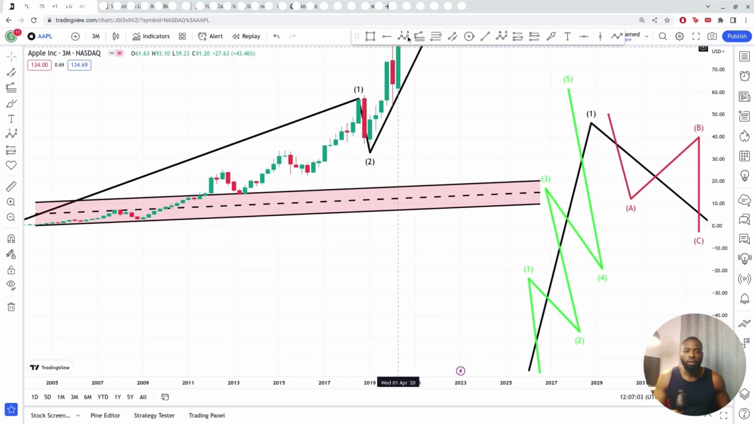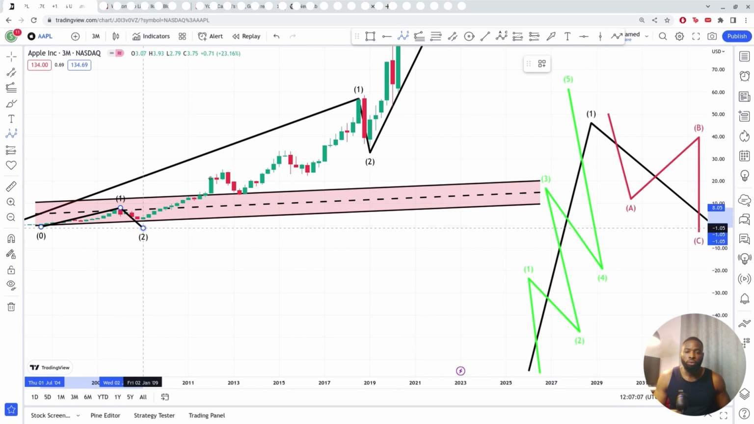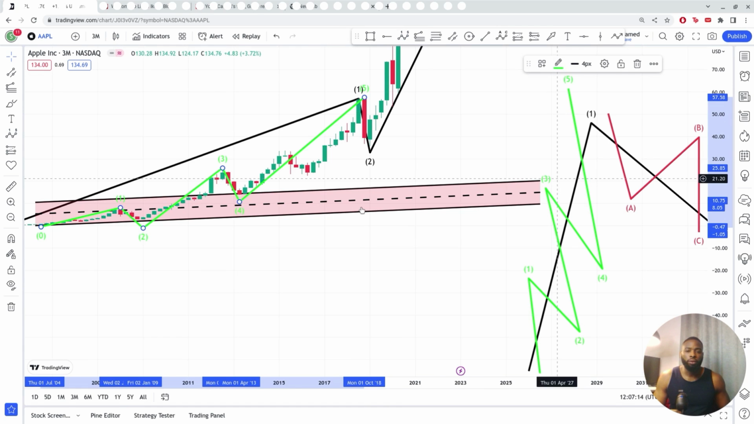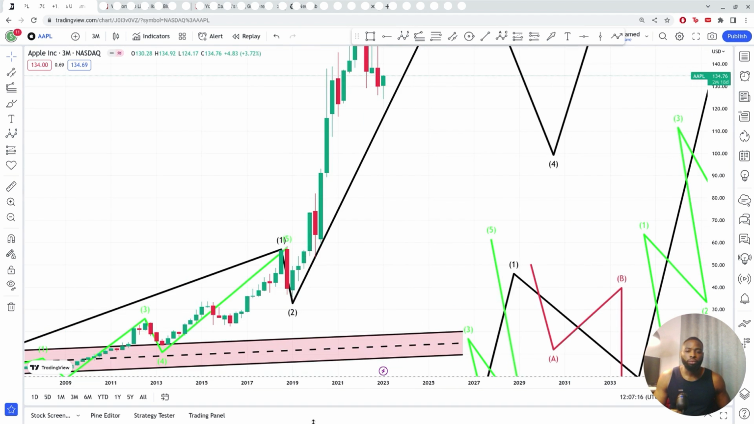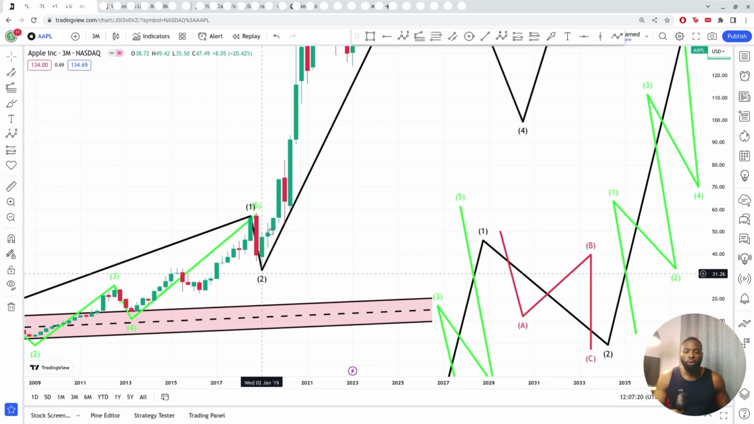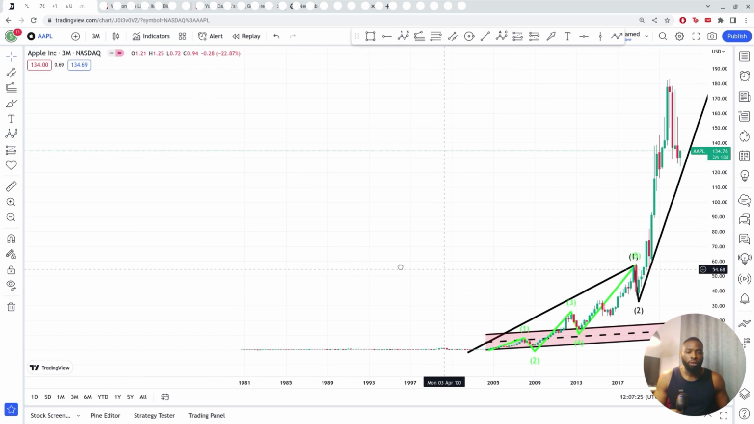Then I get my drawing tool. This is 1, 2, 3, 4, 5, in a green color. So you have the first wave, the second wave, and what comes next is the third wave, which is this.